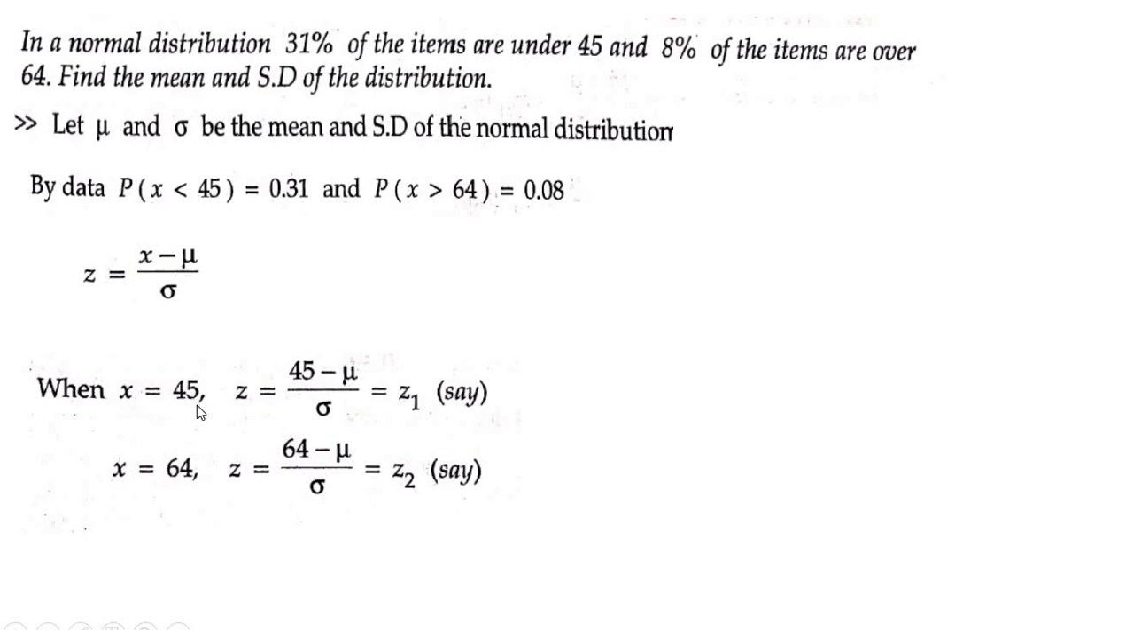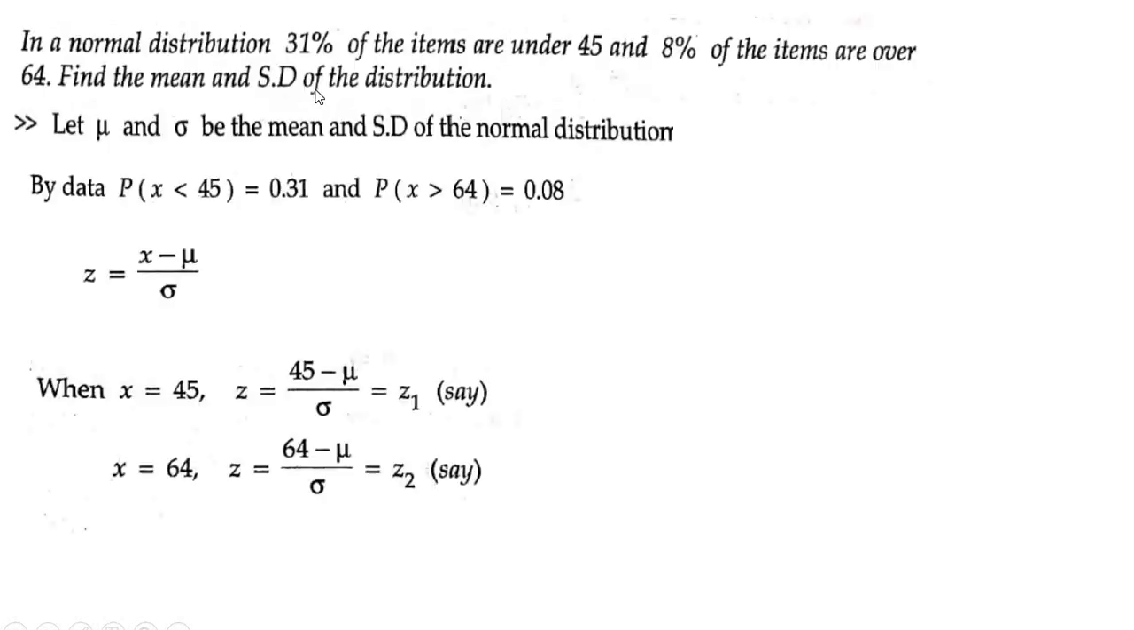So for x is equal to 45, what is z? For x is equal to 45, z is equal to 45 minus mu by sigma. So let me consider this as z1. Next, for x is equal to 64, what is z? For x is equal to 64, z is equal to 64 minus mu by sigma. So let me consider this as z2.